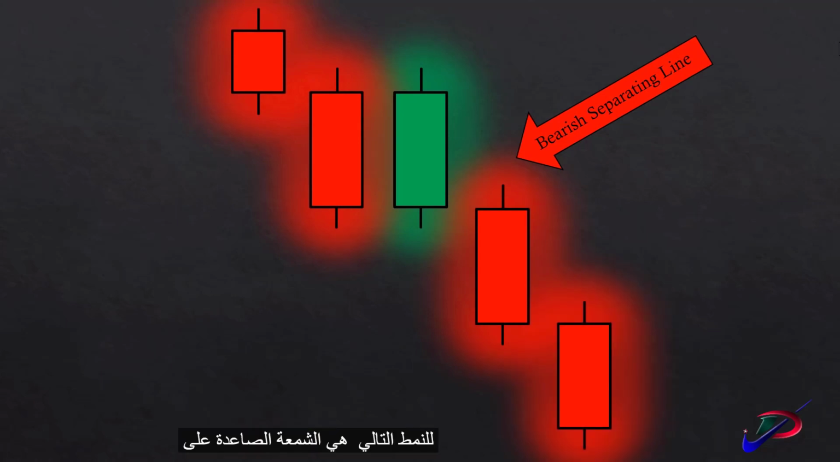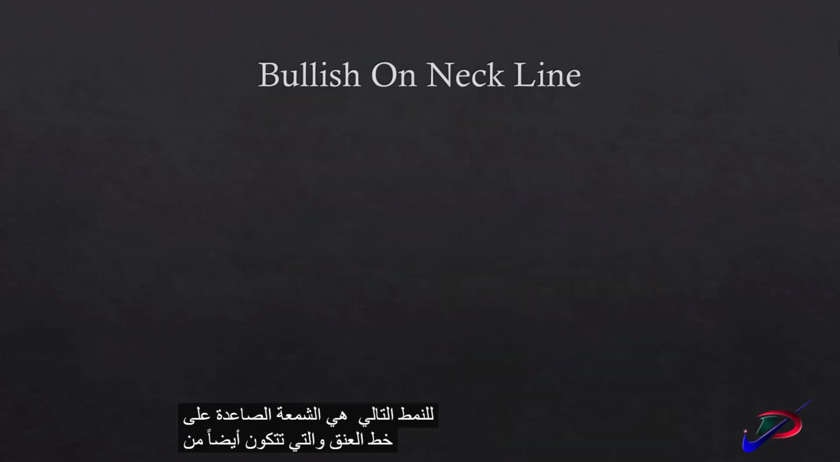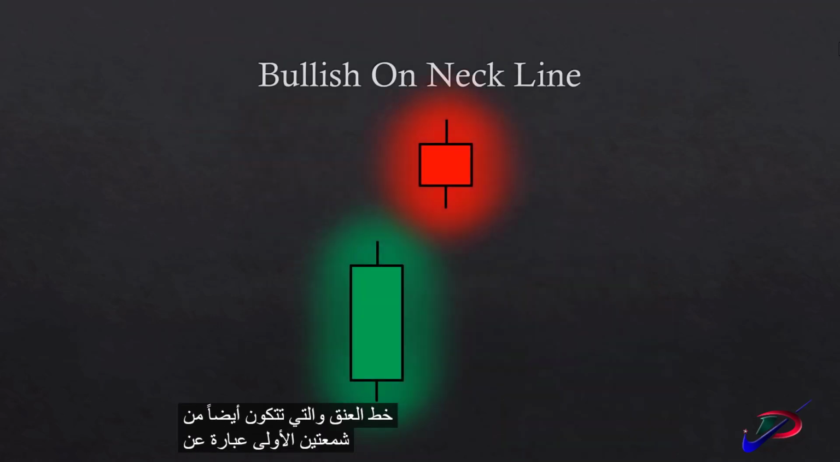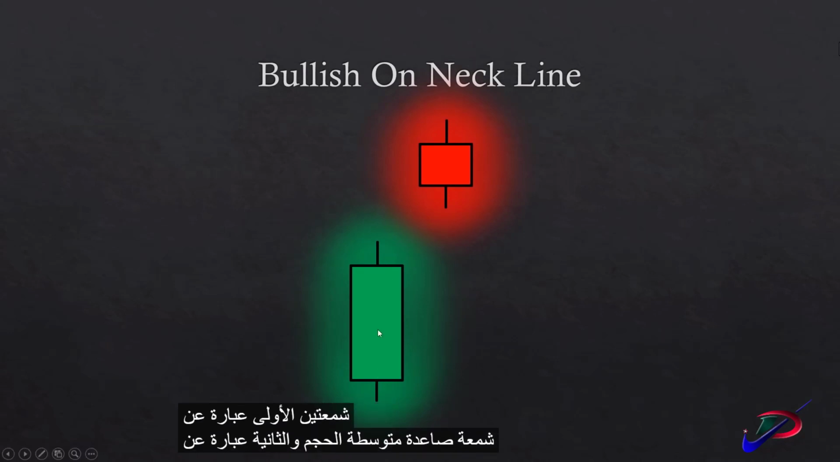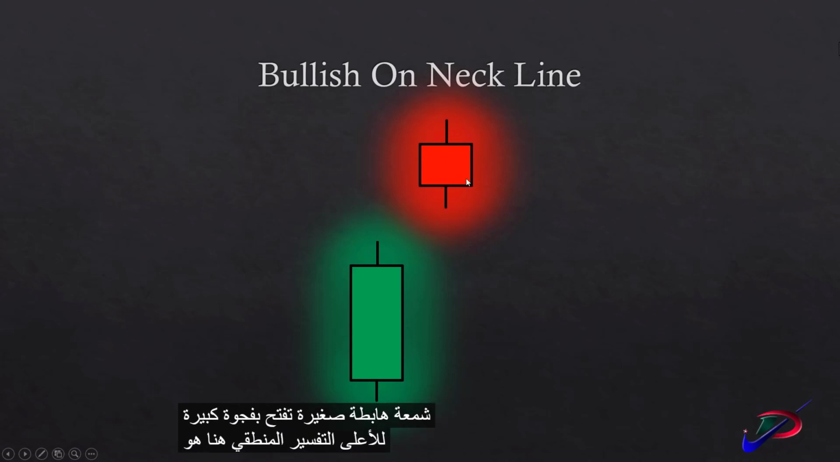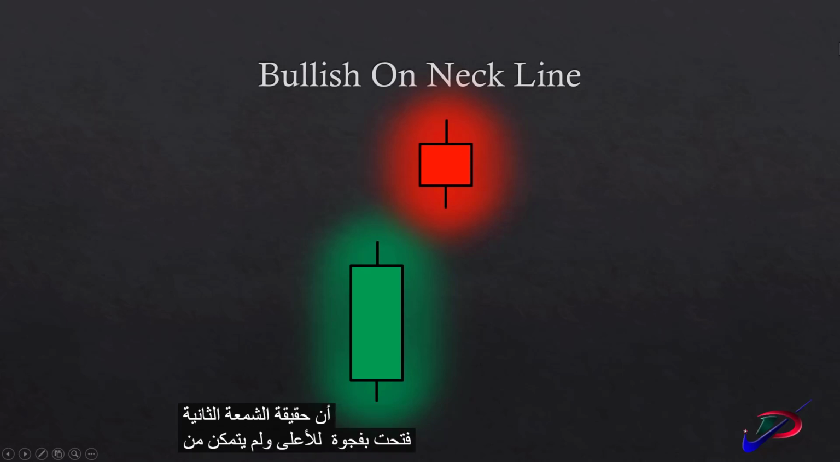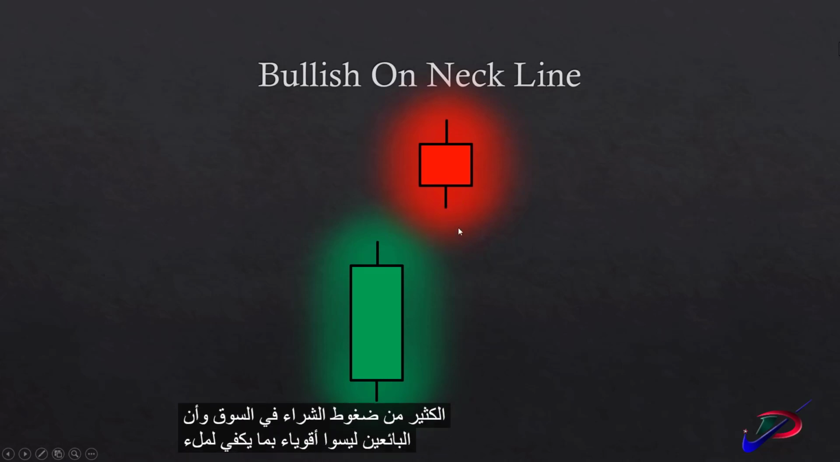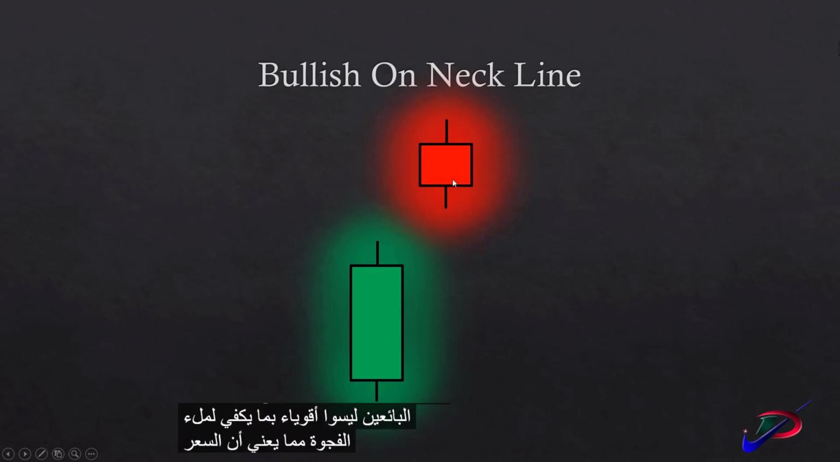The next pattern is the bullish on-neck line, which is also composed of two candles. The first is a medium-sized bullish candle. The second is a small bearish candle that opens with a considerable gap up. The logical interpretation here is that the fact that the second candle opened with a gap up and was unable to close this gap implies that there is a lot of buying pressure in the market, and sellers are not strong enough to fill the gap, which implies that price will continue to go up.